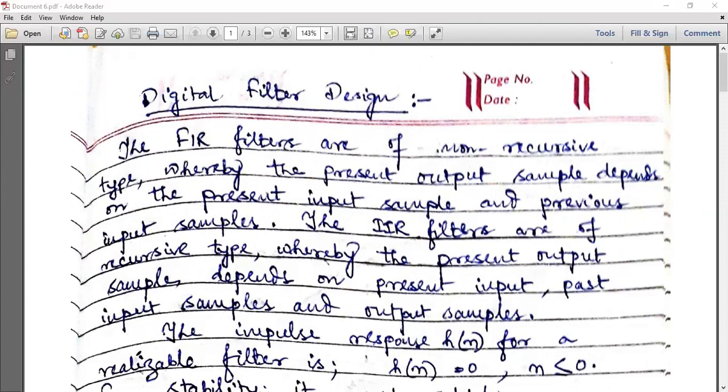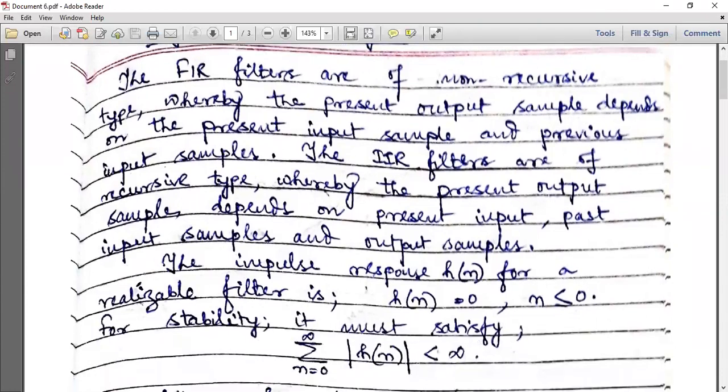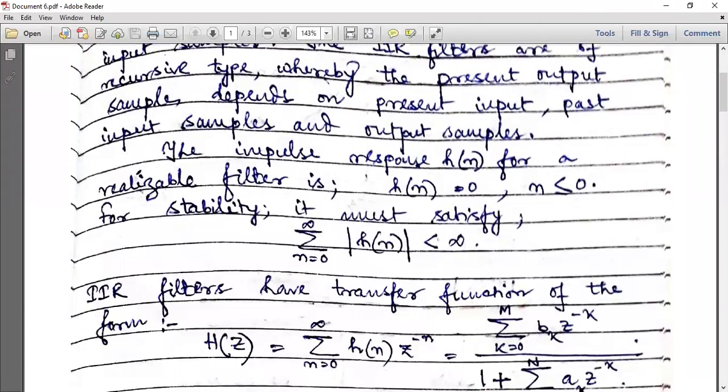You see, the impulse response h(n) for a realizable filter is, what is the impulse response in general for a realizable filter? It's h(n) equal to 0 for n less than or equal to 0. Now, if we want this filter to be stable, for stability, it must satisfy the summation of n equal to 0 to infinity of mod of h(n) less than infinity. Clear? This is the condition that a filter should satisfy to be stable.